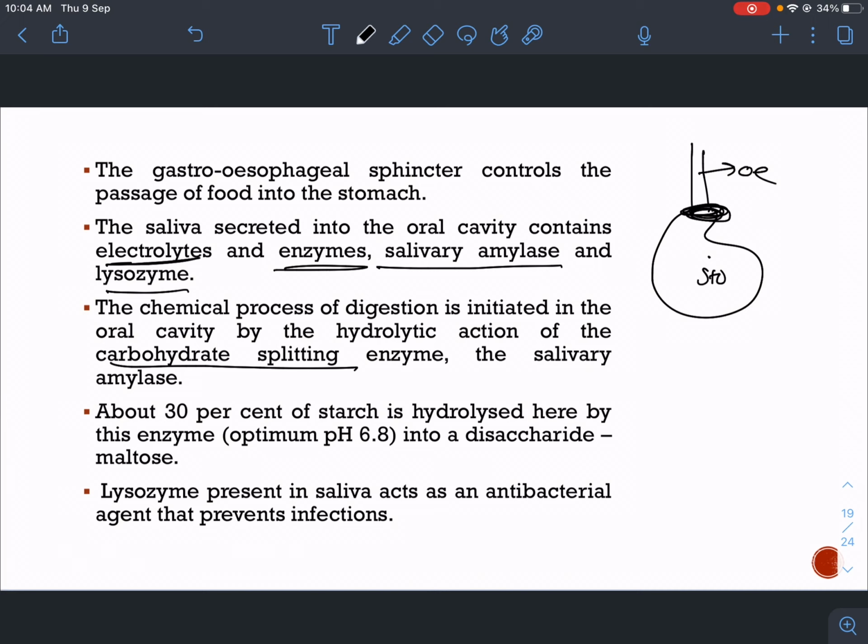The chemical process of digestion is initiated in the oral cavity by the hydrolytic action of the carbohydrate splitting enzyme, salivary amylase. The salivary amylase starts the process of digestion in the buccal cavity itself, and breaks carbohydrate into its simpler forms. In this case, about 30% of starch is hydrolyzed by the enzyme into the disaccharide maltose. Starch is a form of complex carbohydrate.